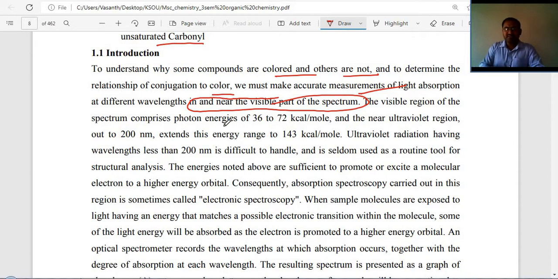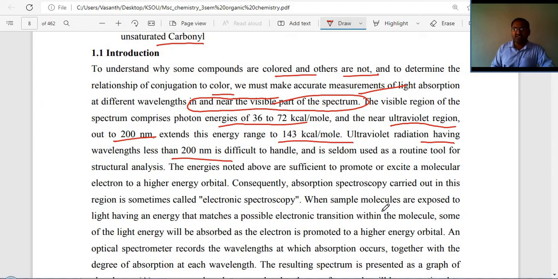In that visible region, the photon energies are 36 to 72 kilocalories per mole, and in the near UV region out to 200 nanometers, the energy range is 143 kilocalories per mole. Ultraviolet radiation having wavelength less than 200 nanometers is difficult to handle. Consequently, the absorption spectroscopy carried out in these regions is sometimes called electronic spectroscopy.